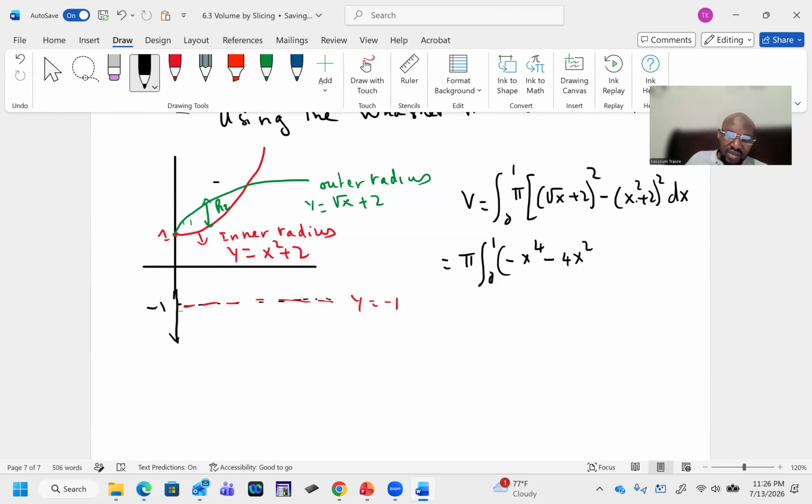And we'll have minus 4, right? For 2 squared, 4. But if I square this one again, the square root of x squared will give me x. That's 4 square root of x. And 4 and negative 4 will cancel out.